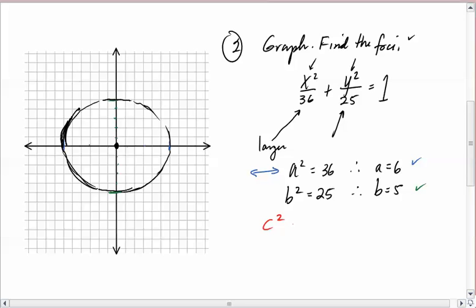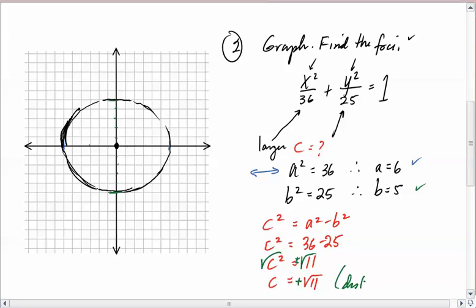Okay, so let's take a look. C squared is equal to A squared minus B squared. There's the relationship. So C squared, C is what I don't know. I don't know what C is, right? So C squared is equal to 36 minus 25. C squared is 11. C then is the square root of 11. All right, now I will put this in here for those of you who need to see all the steps. There's that, but I'm choosing the positive because it's a distance. So I choose the non-negative version because it's a distance.